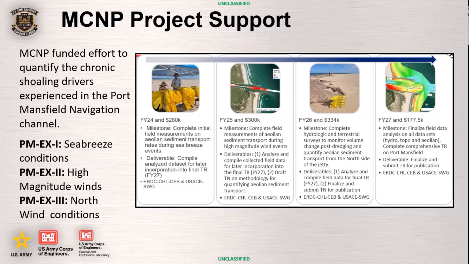The first experiment was looking at sea breeze conditions. The second experiment was looking at high magnitude winds, during the April and May months, the time period that we're in now. And the third experiment, which we just wrapped up in January of this year, was looking at the northerly wind direction. If you think about westerlies propagating across the US, frontal systems come through, and as those winds switch directions to the north side of the inlet, what does that mean in terms of shoaling rates?